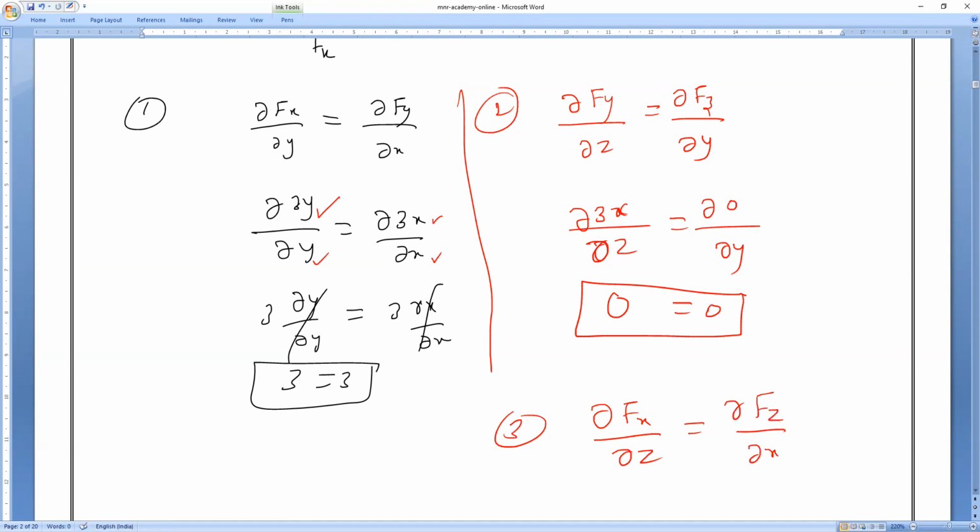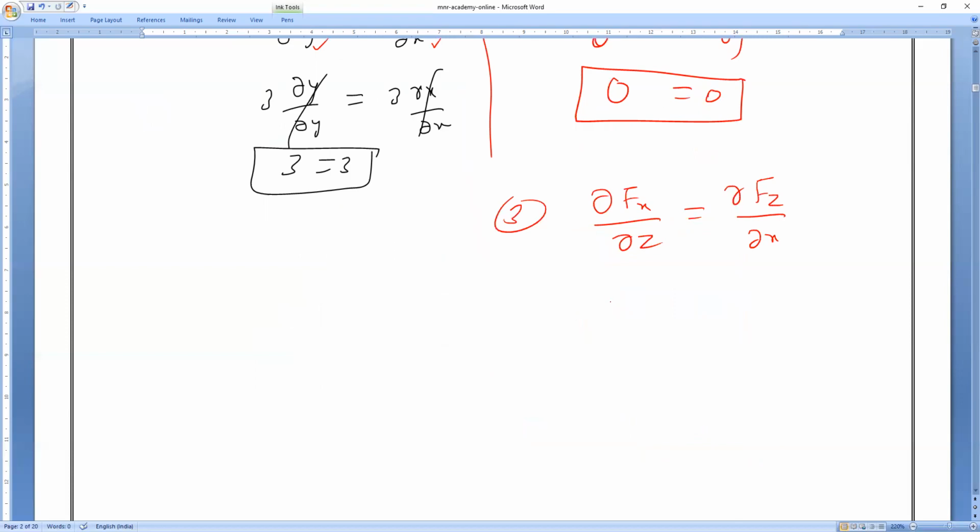So now, all of you check it. What is the Fx value? If you speak only, it will be 3y, divided by ∂z. With respect to z, 3y is not differentiated, so the value is 0. So ∂Fx/∂z is 0, divided by differentiation with respect to x, which is not possible. So that is also equal to 0.